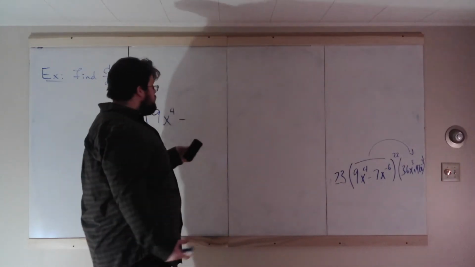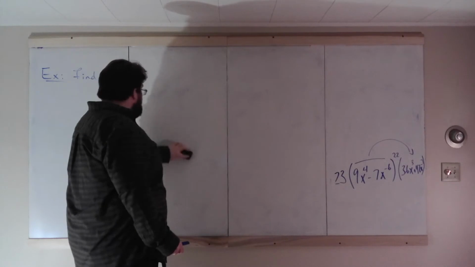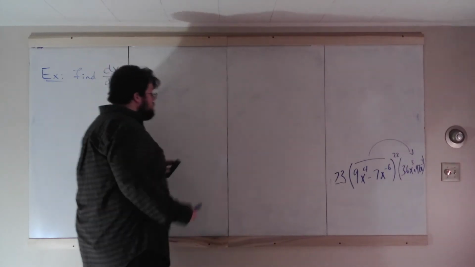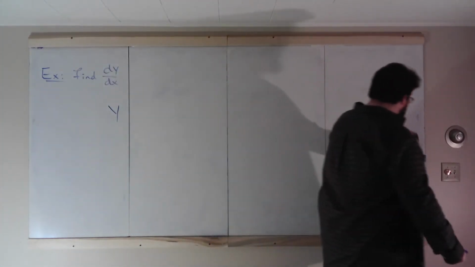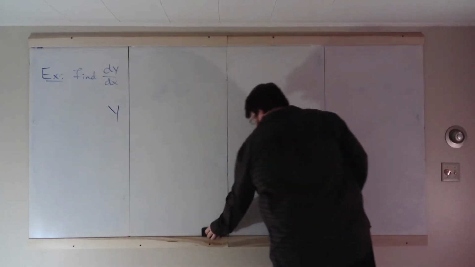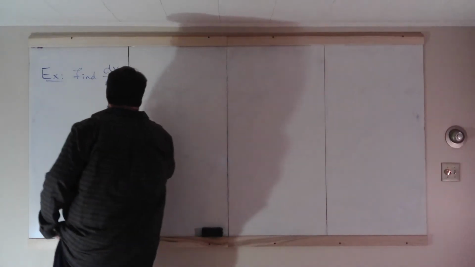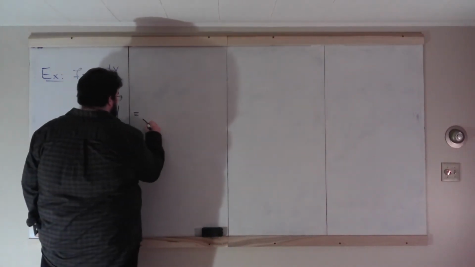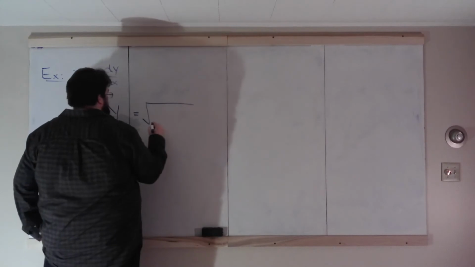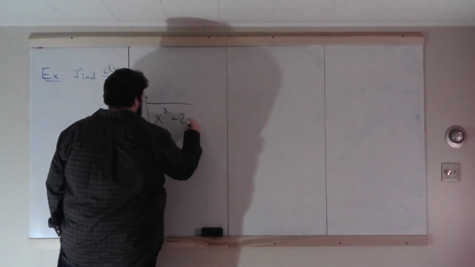In your work, you could do it in one step, or you could write out the substitution. I definitely found the substitution very helpful when learning chain rule. What else could we do? What if we had this? Y equals square root of, I don't know, x cubed plus 2x.